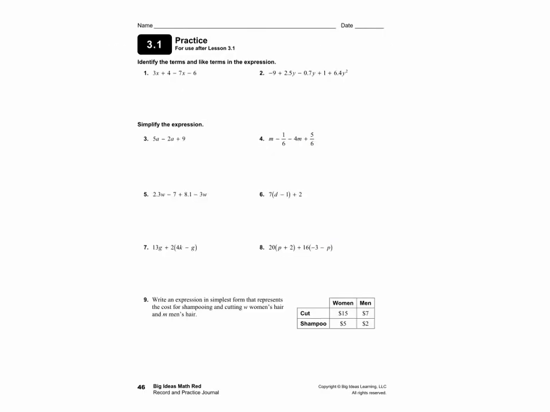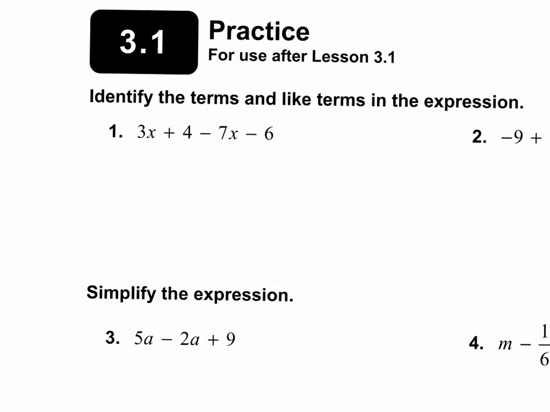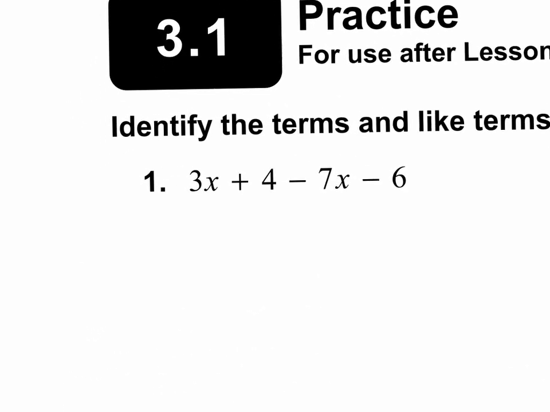Moving on, this says identify like terms. So the terms in this problem, let's write them out. Positive 3x, so I'm just going to write 3x, because if it's positive you don't need the sign in front of it, it's understood as positive. Positive 4, so just 4. And then negative 7x, and a negative 6. If there's a negative in front of it, it goes along with the number. Those are my terms.